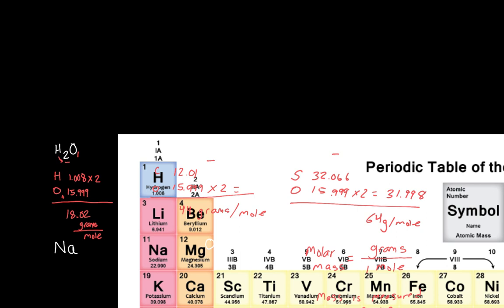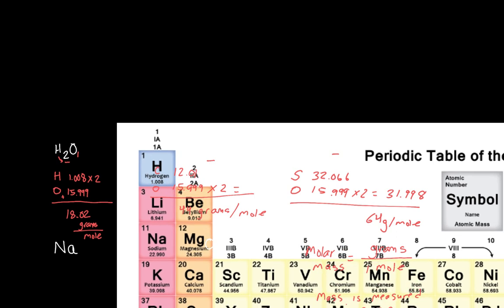All right, and if we take a look at sodium. Sodium has a molar mass of 22.990. So if we had a mole of sodium, it would be 22.990 grams per mole. And we're done with that one because it's just sodium atoms. We have nothing else, just pure sodium.